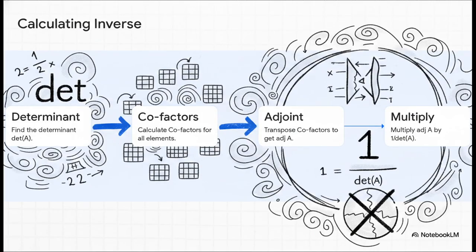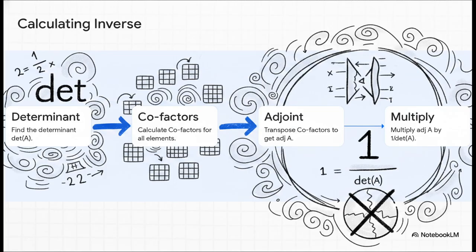Awesome. Here is your foolproof recipe for full marks. When you're in the exam, this is the exact chronological algorithm you want to write down on your paper. Step 1, find that determinant. Step 2, calculate the cofactors for all your elements. Step 3, transpose those cofactors to get your adjoint matrix. And step 4, multiply that adjoint by the fraction of 1 over your determinant.